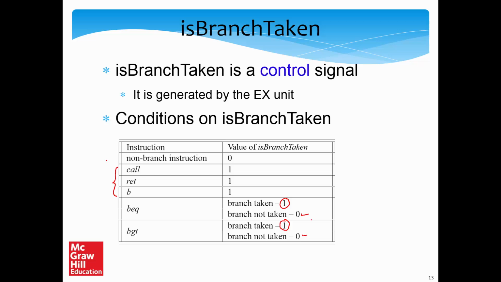Alright, so isBranchTaken basically says whether it's a taken branch or not. If it is not taken because B, Q, and BGT evaluate to false, or it's not a branch instruction, the value of isBranchTaken is 0, otherwise it is 1.